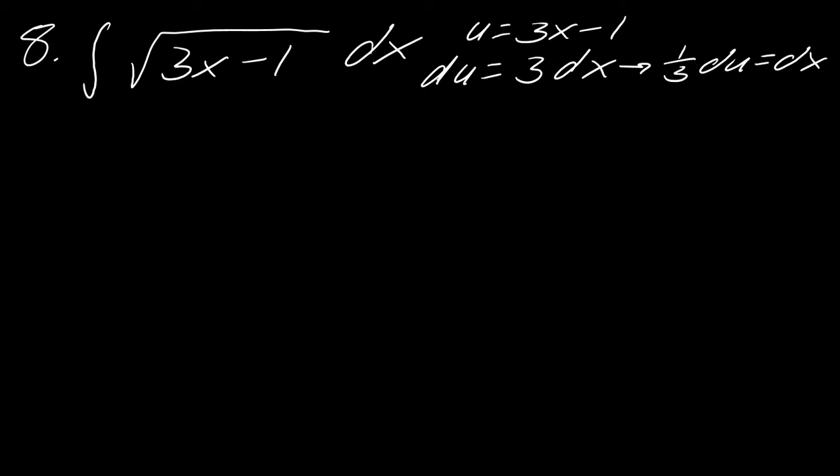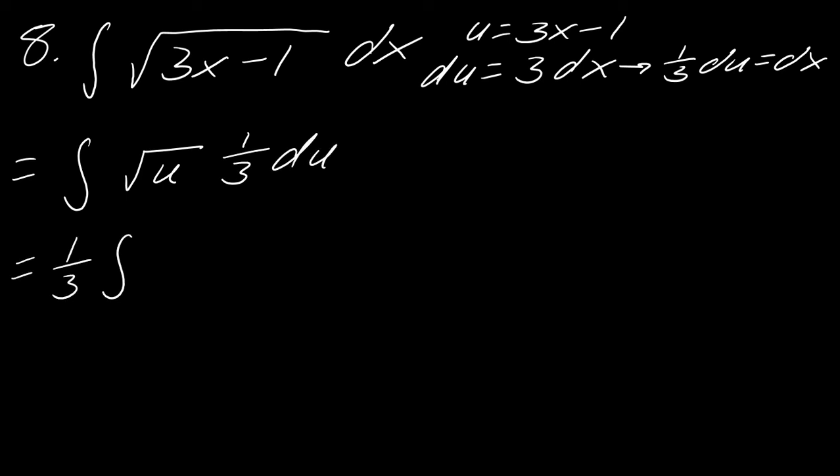So I have lots of videos where I've broken down how to use this process, so I'm just going to go right into it. So this is going to become the square root of u now times 1/3 du. I always like to rewrite that in rational form. So now I can integrate this.